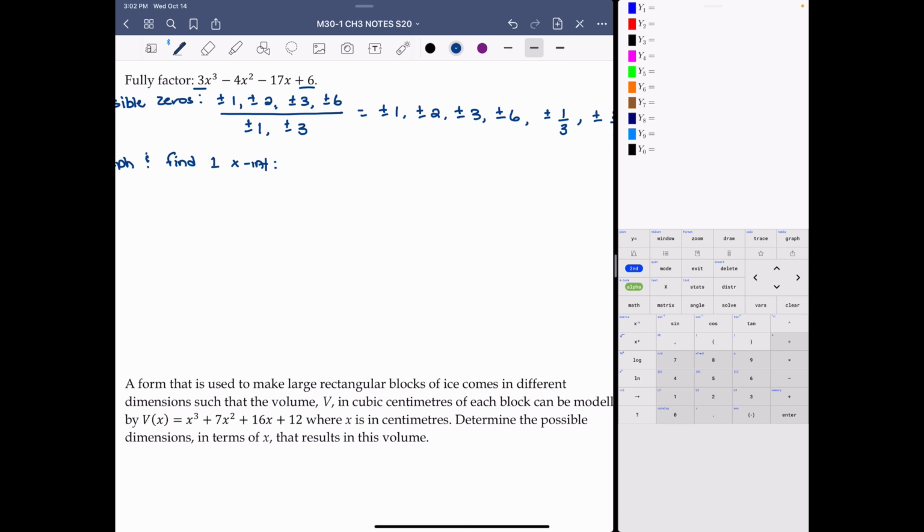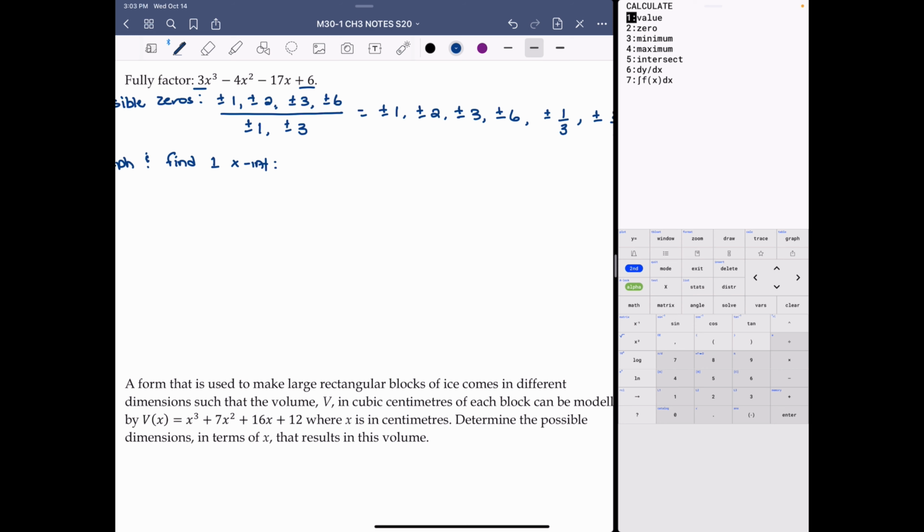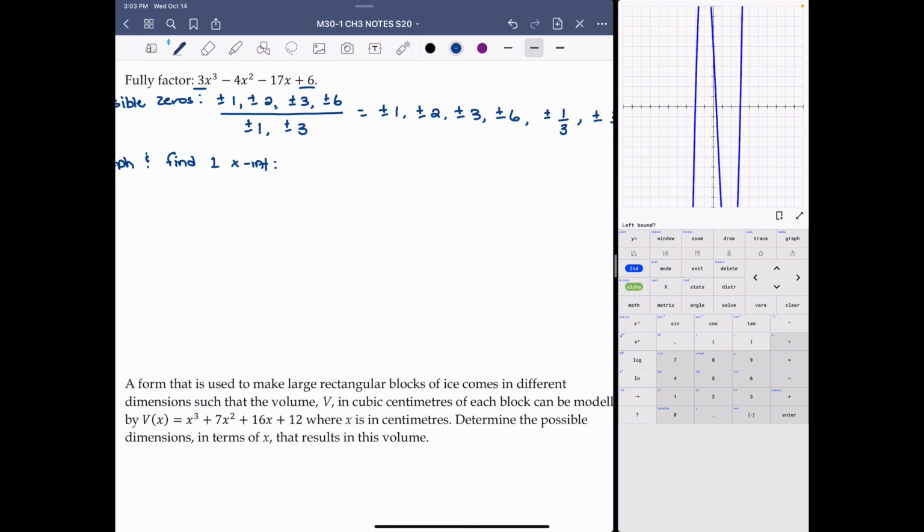Clear this. We have 3x to the power of 3, move out of the exponent, minus 4x squared minus 17x plus 6. Graph that. Let's find one of our x-intercepts, doesn't matter which one. Second trace, number 2. I'm going to do the one on the far left. So left of that x-intercept would be below it, enter. Right of that x-intercept would be above it, enter. And it tells me that it is negative 2.